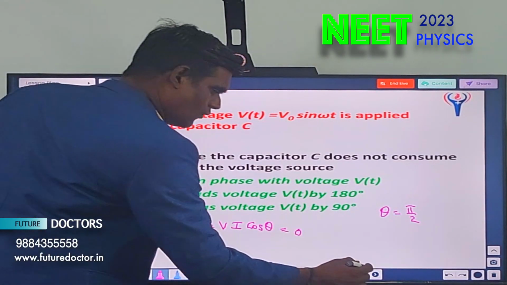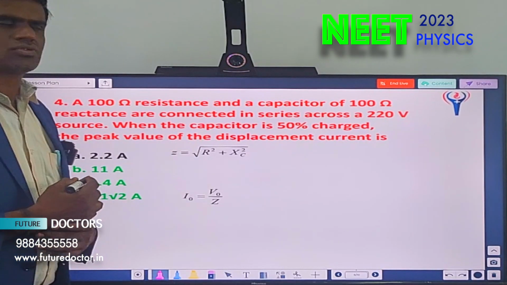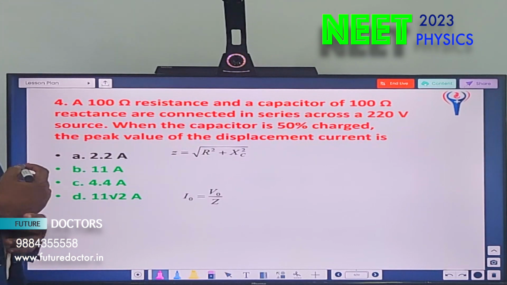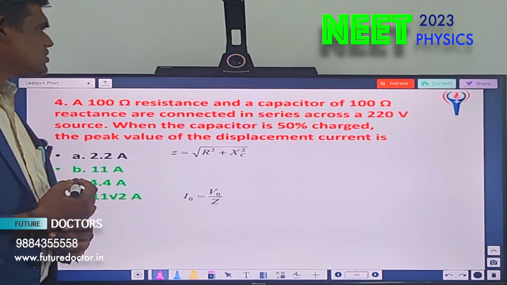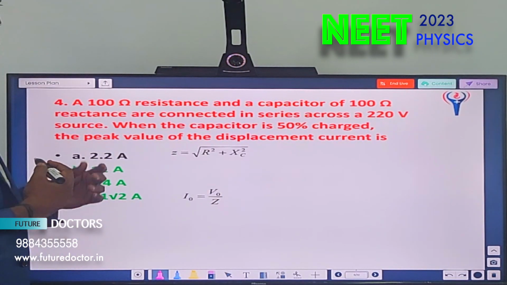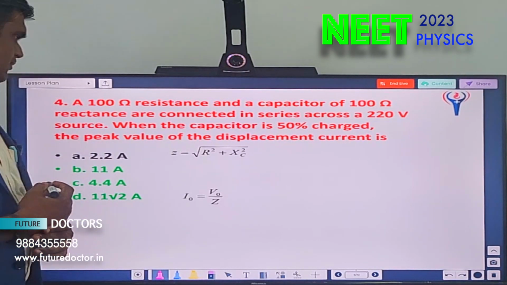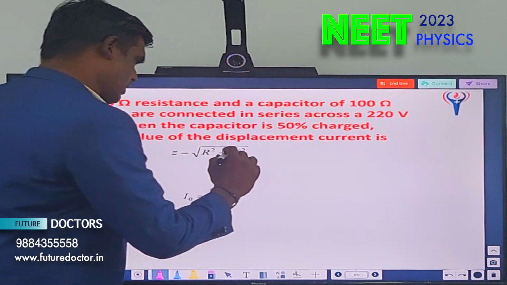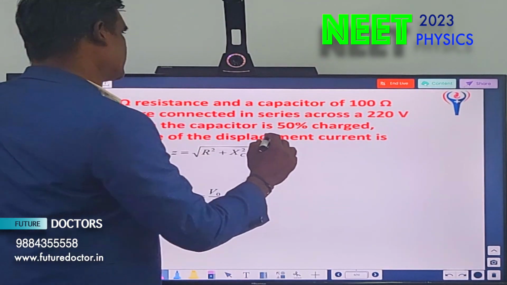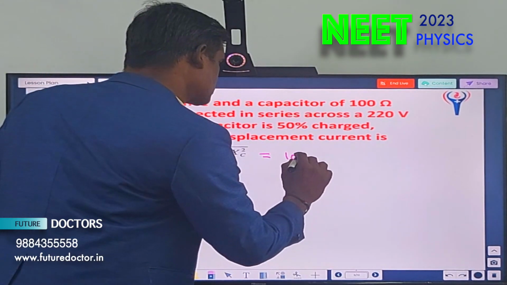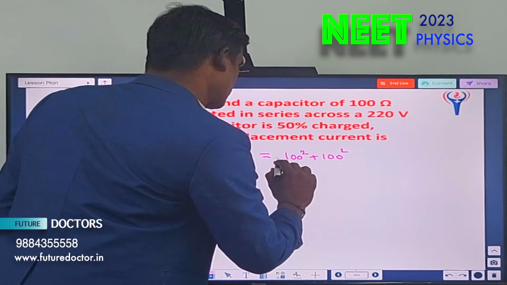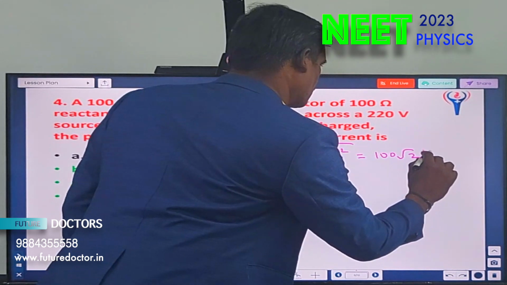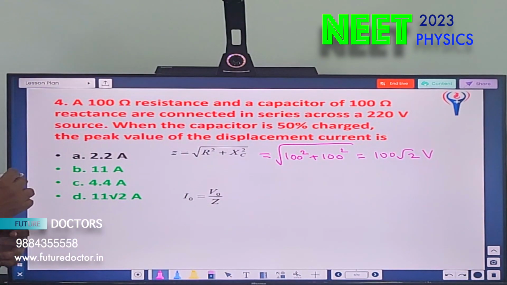Let's move to question number 4. A 100 ohm resistance and a capacitor of 100 ohm reactance are connected in series across a 220 volt source. When the capacitor is 50% charged, peak value of the displacement current is dash. Formula is Z equal to square root of R square plus XC square. And R is given 100 and XC also 100. So root of 100 square plus 100 square. That is 200 square root. That is 100 into root 2 ohms. This is your impedance Z value.